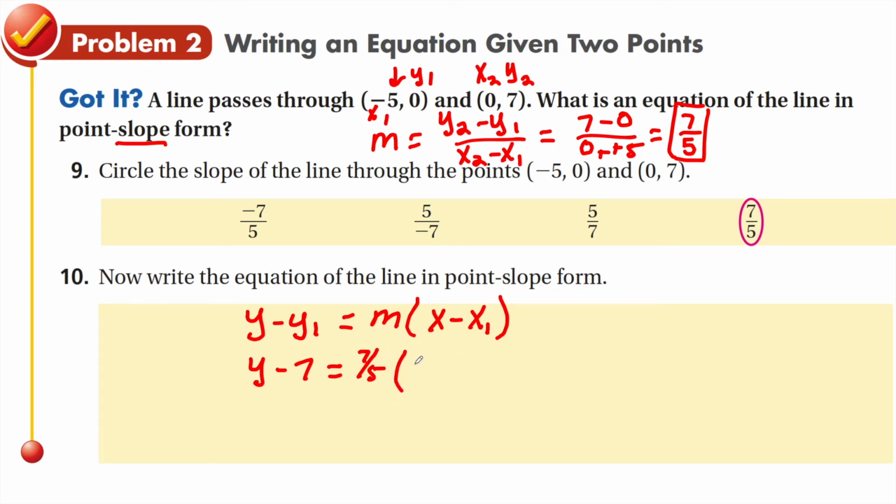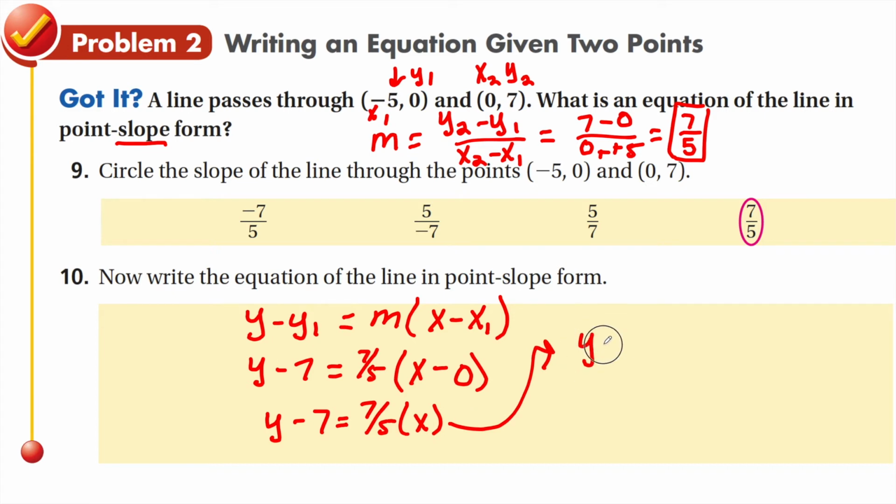And we're going to multiply that by the x, but we're going to subtract our x2, which we call x1 down here, just because I wanted to get to subtracting that 0, to be honest with you. So we're going to have a 0 right there. And now we can simplify it down. So I know that this is going to become y minus 7 is going to equal a 7/5 times your x. If you want to, you can rewrite this without the set of parentheses. So it would be y minus 7 equals 7 over 5x.